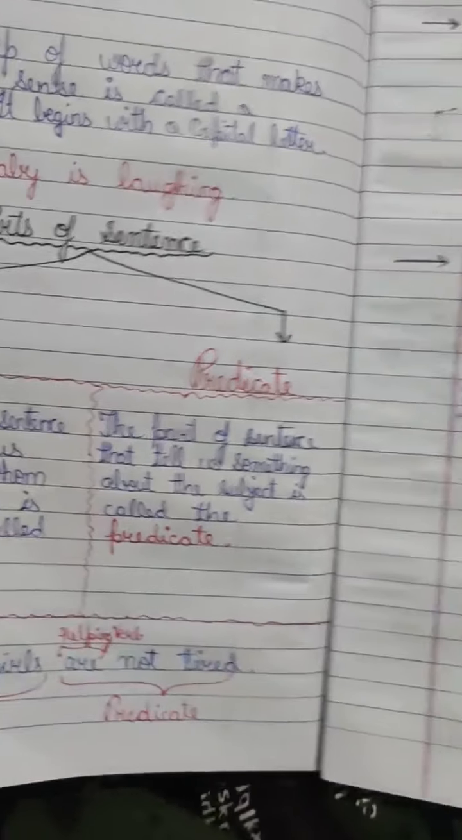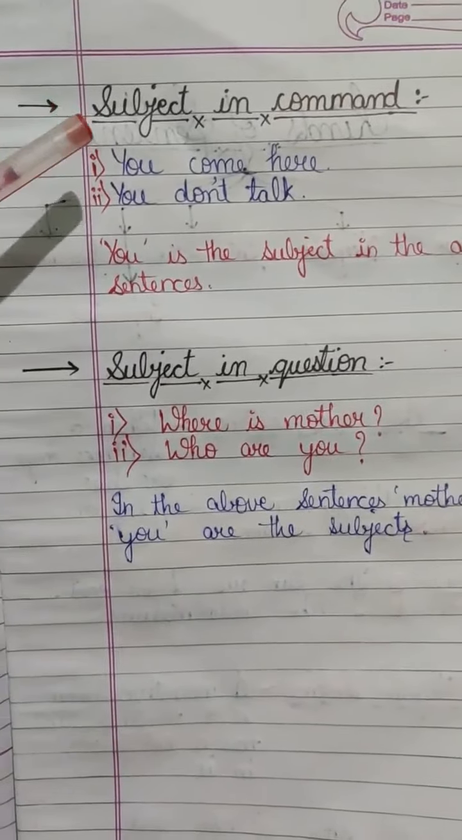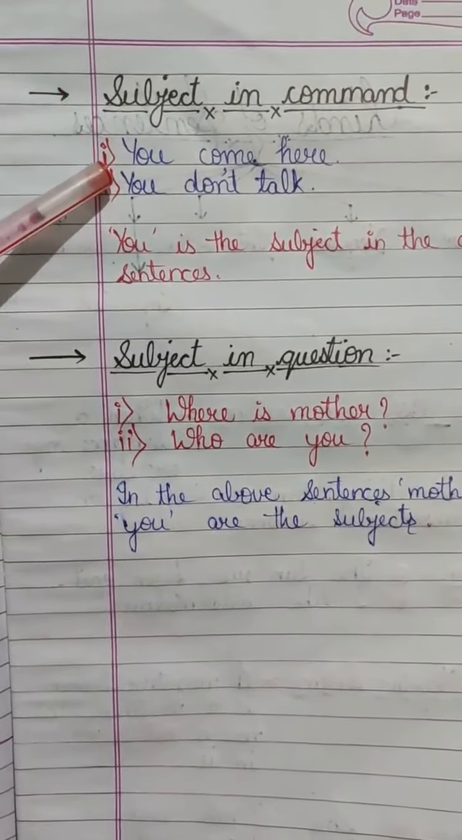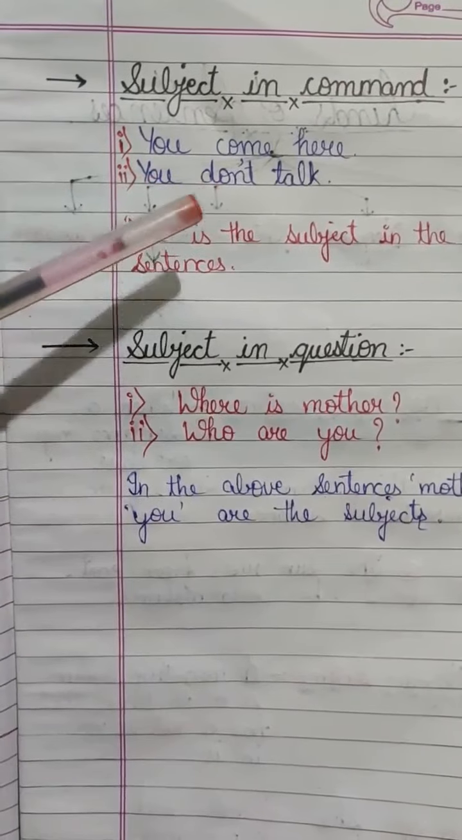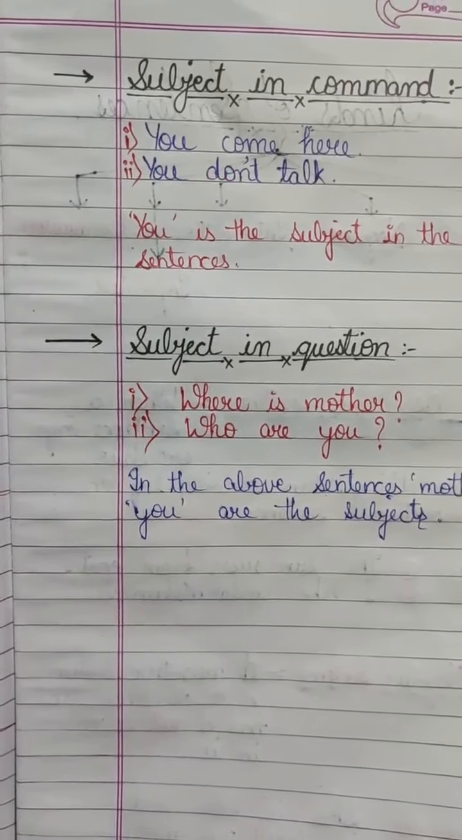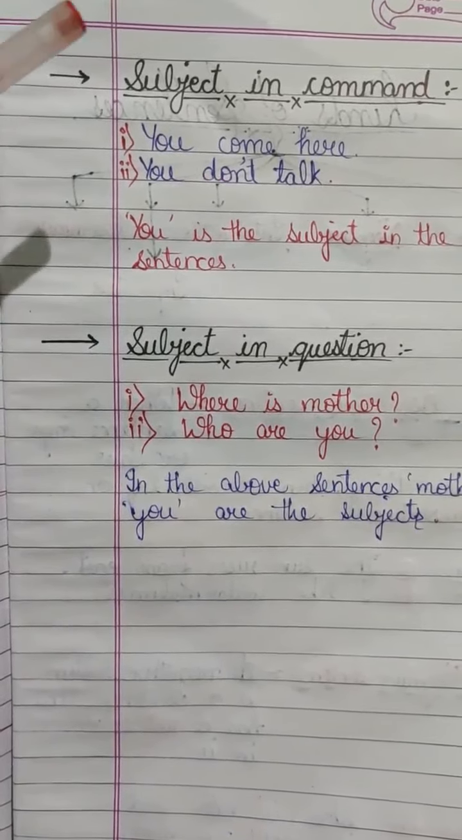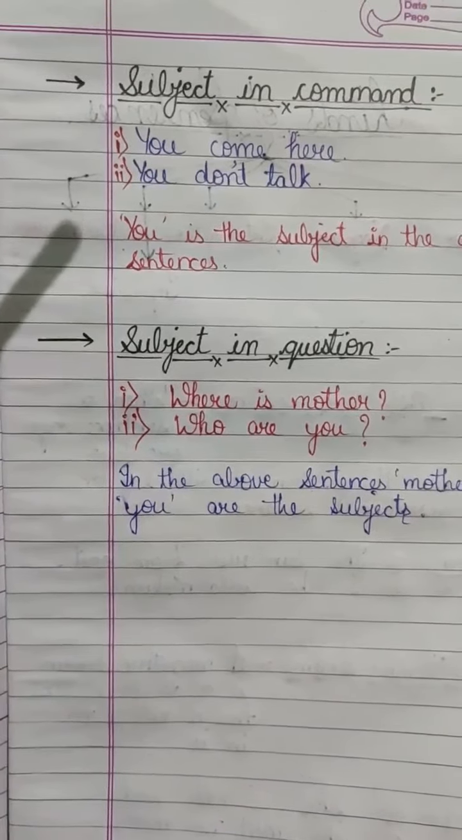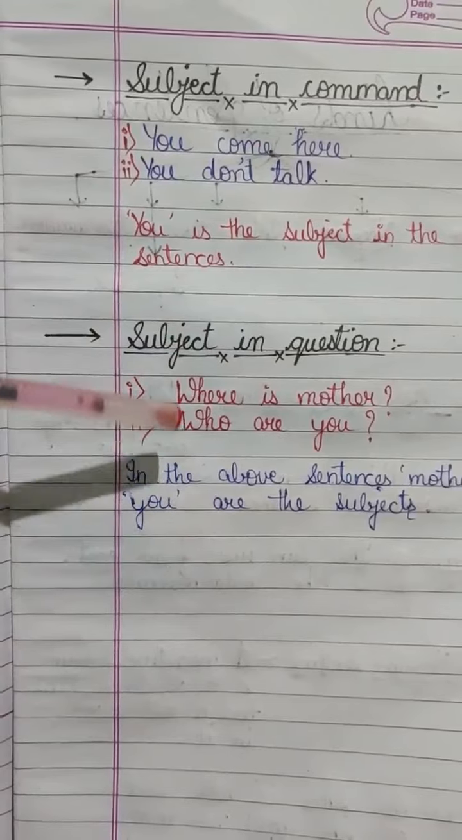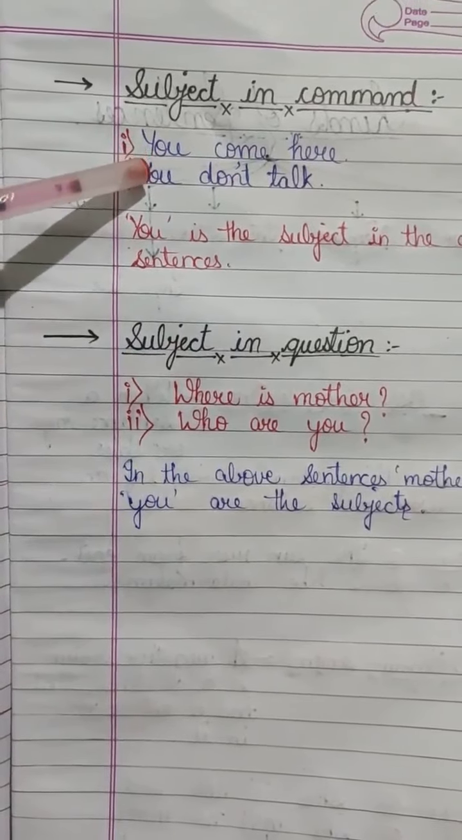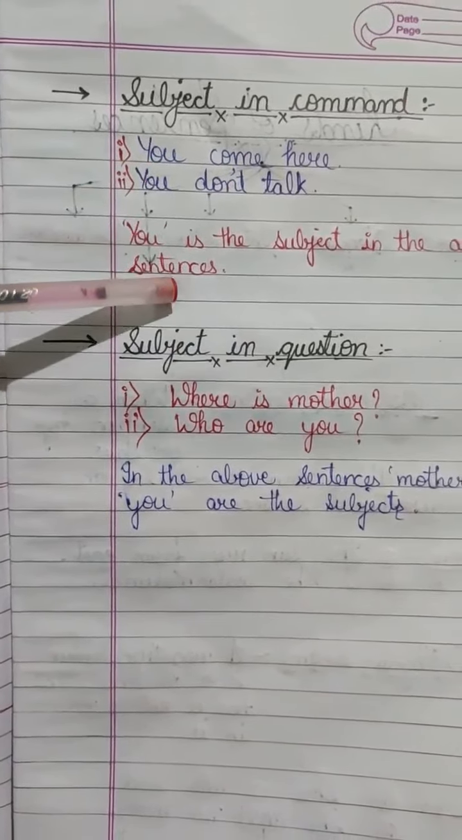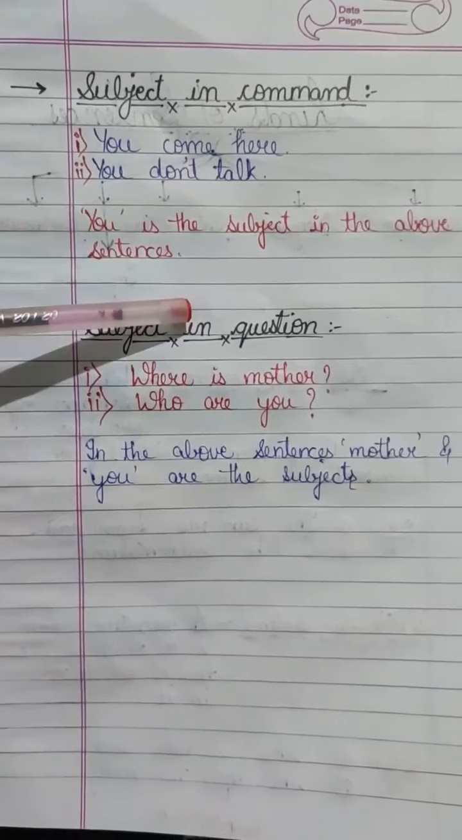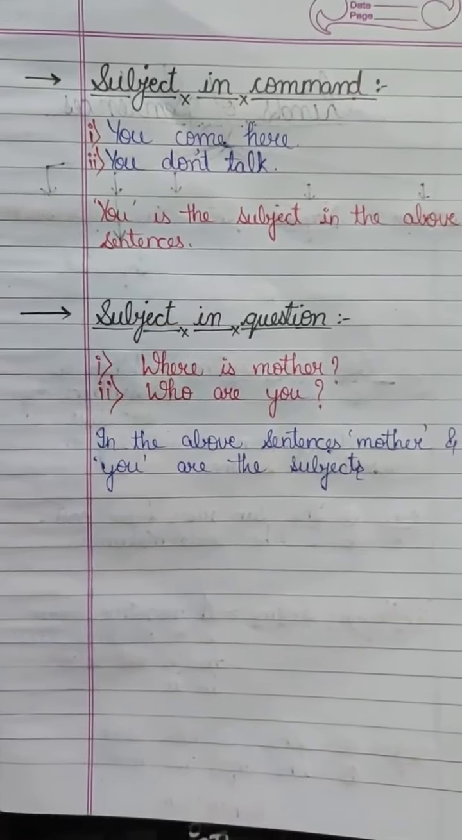So now there are two kinds of subject: in a command, which is, you come here, you don't talk. To whom are we saying these things? You. We are pointing somebody out and then we are saying you come here, right? So we are using the second person pronoun here. So you is the subject in the above sentences, right?